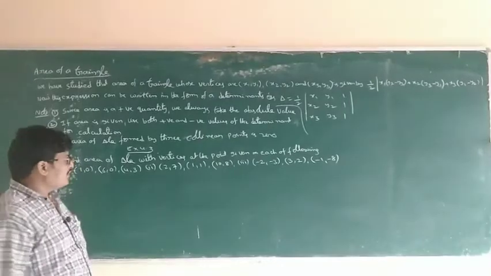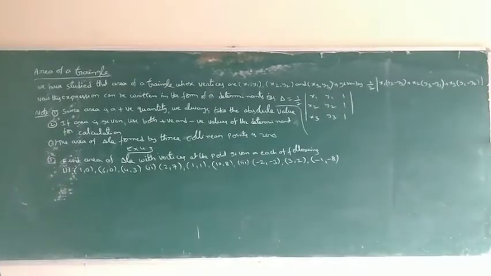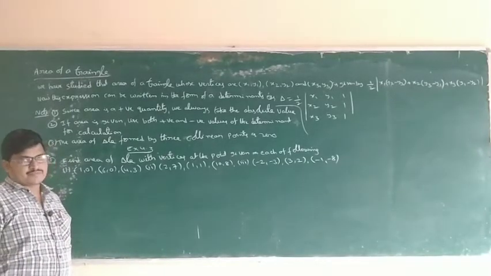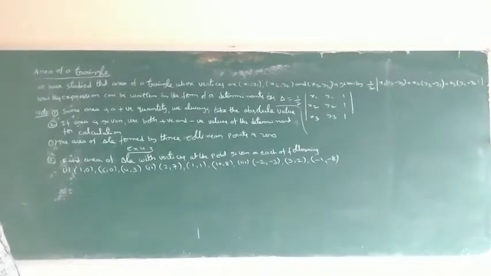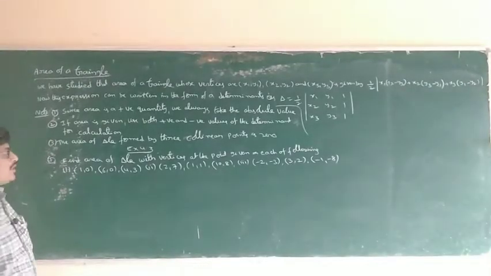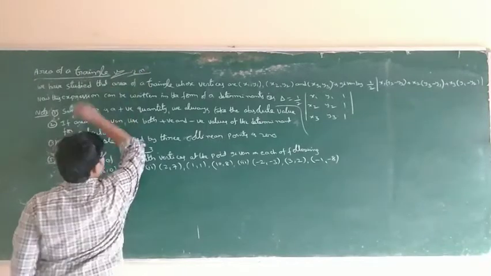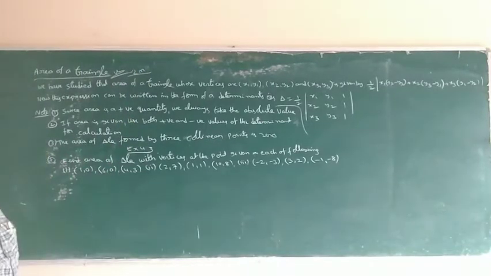Yesterday, what did we learn? The determinant of a 1 by 1 matrix, 2 by 2 matrix and 3 by 3 matrix. So, today let us go to the next topic. It is a very important topic, a compulsory 2 marks question in our examination. So, what is the concept? Area of a triangle.